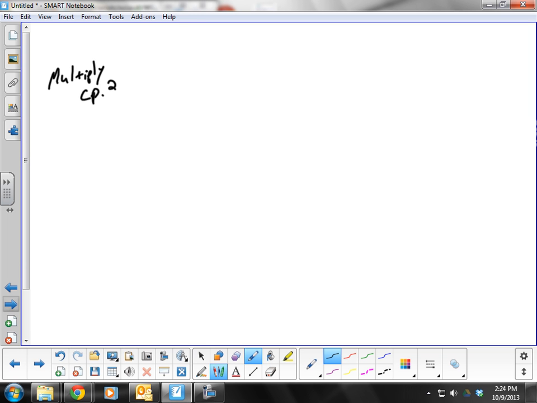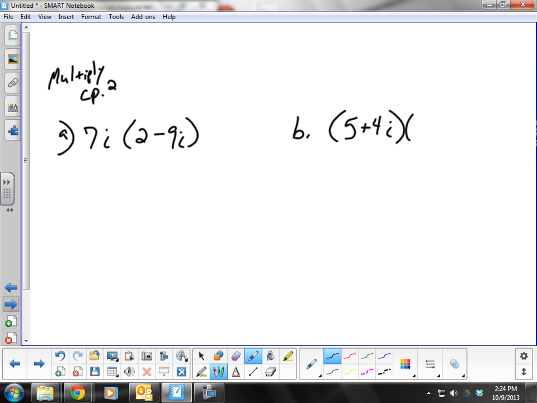So checkpoint 2. We got 2 different kinds of multiplication. So we're going to do 2 different examples. All right, so on the first one, part A there, what do I need to do? What's your best guess? Distribute it. That's exactly right. So I'm going to do 7i times 2 and get 14i, and 7i times a negative 9i, which gives me minus 63i squared.